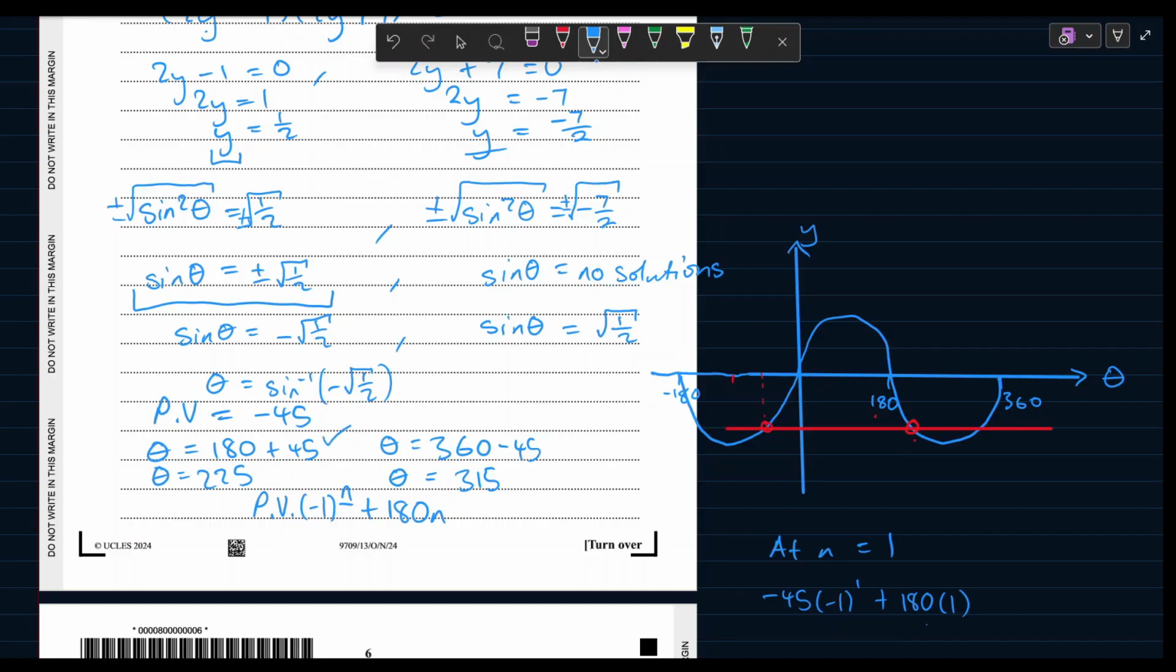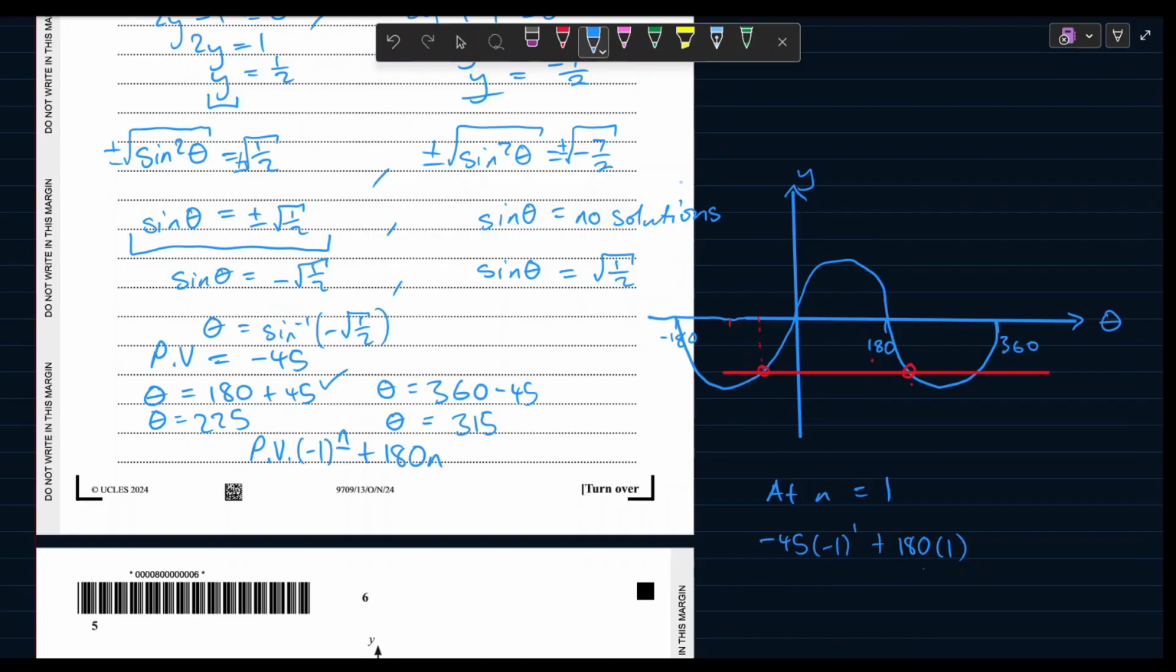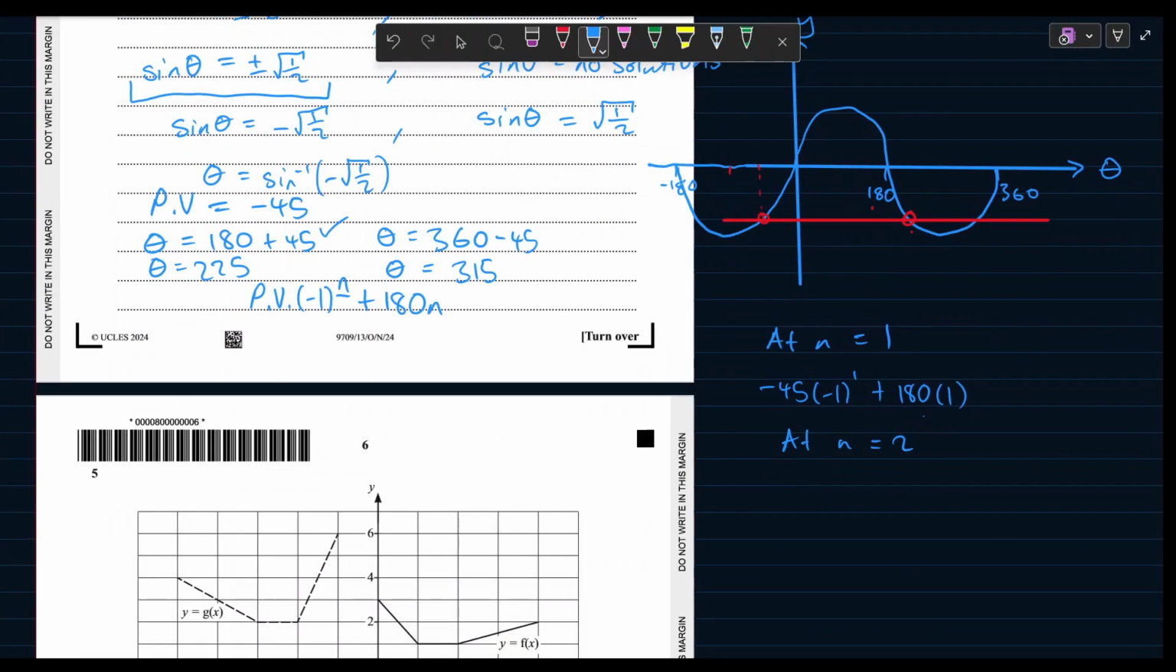And then if you went to n is equal to 2, you're going to get our principal value is negative 45 times negative 1 to the power 2 plus 180 times 2. So this would be 360, and because the negative 1 is squared, it ends up being 360 minus 45, which is the solution over here.